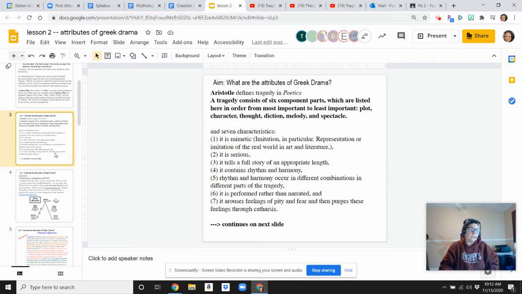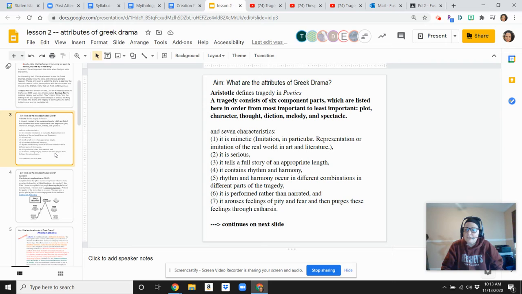And then finally, spectacle. Spectacle is the least important, but nonetheless it makes the list. Spectacle would be the action, like masks and costuming and different things that happen on the stage. You don't want to have too much because then it becomes ridiculous and comedic, but you also need to have some in order to keep people engaged. Then there are seven characteristics within those six component parts.